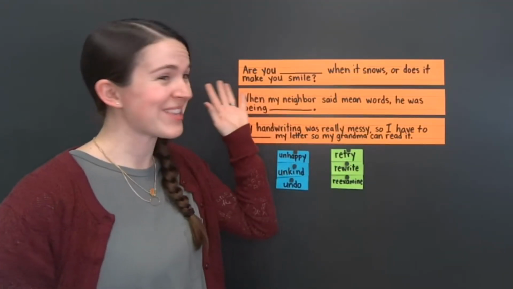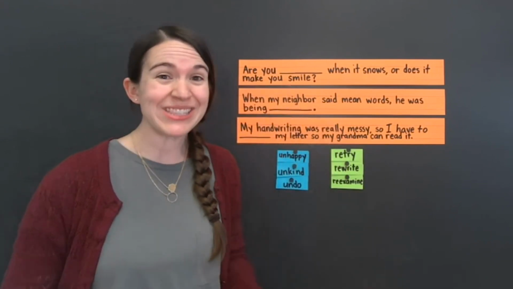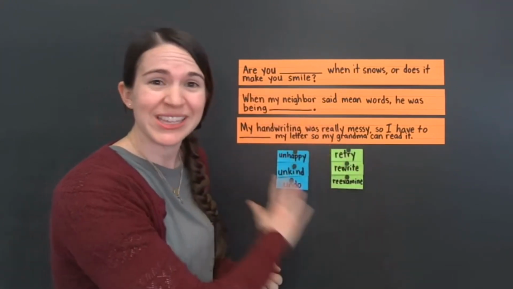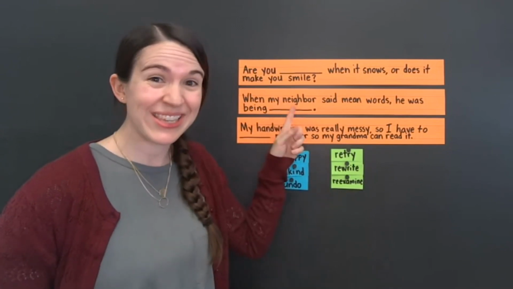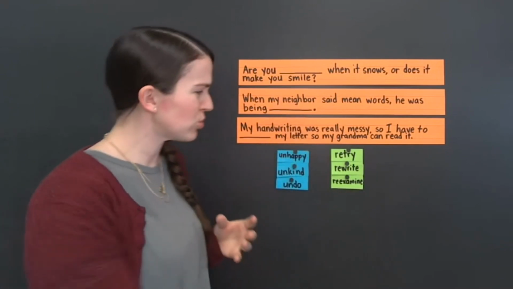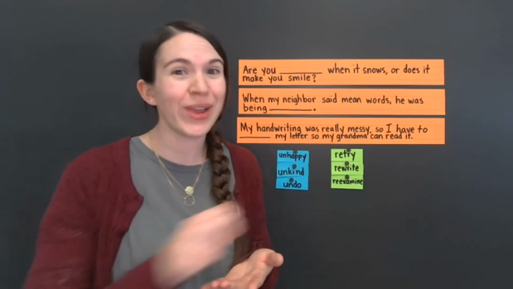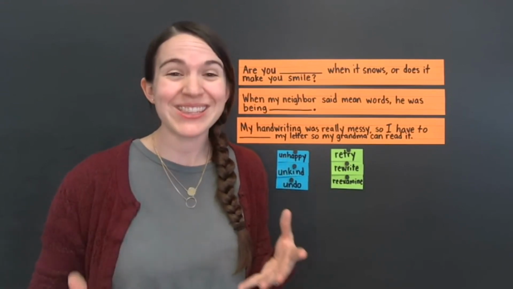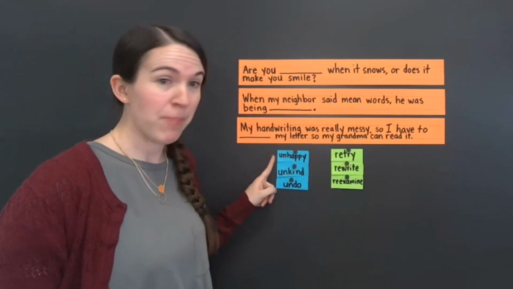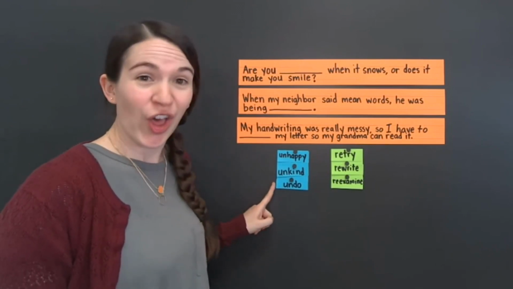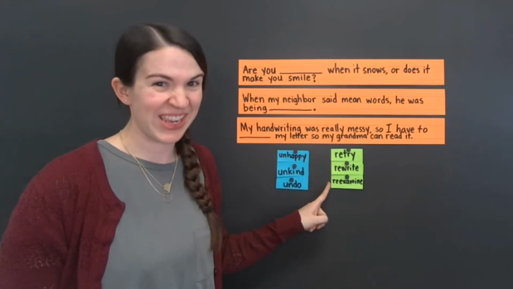You'll notice that there is a word missing from each of these sentences. Our job is to find the missing word from the list of words we've been practicing today. It will help if you listen for clues in each sentence to try to find the missing word. When you know what the missing word is, you're going to write it down on your paper. Let's start by reviewing these words. Read with me. Unhappy, unkind, undo, retry, rewrite, re-examine.